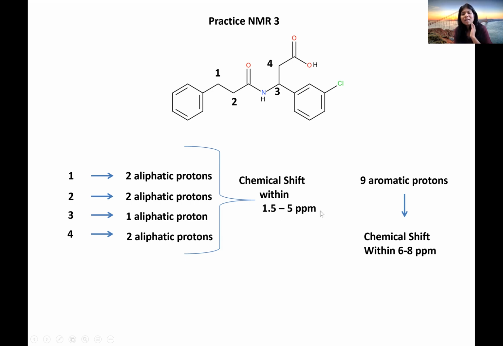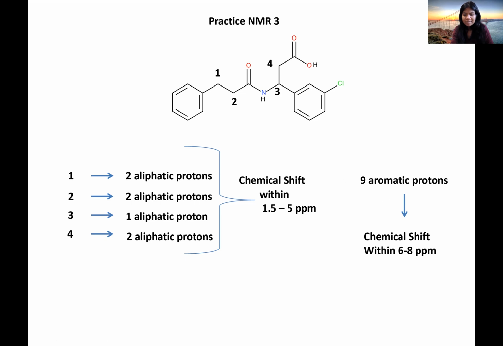Okay, and now let's count the aromatic protons. 1, 2, 3, 4, 5, 6, 7, 8, 9. So there are a total of 9 aromatic protons. So we'll expect another signal corresponding to 9 aromatic protons within 6 to 8 chemical shift value.